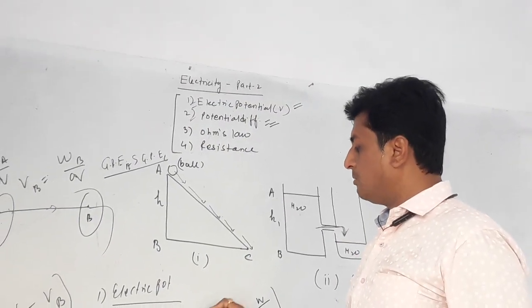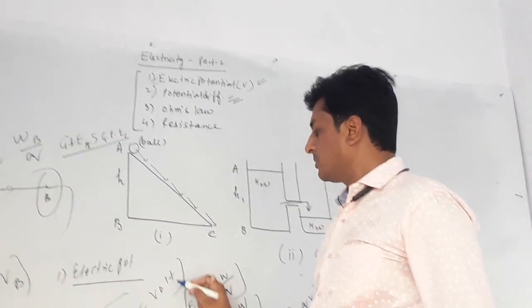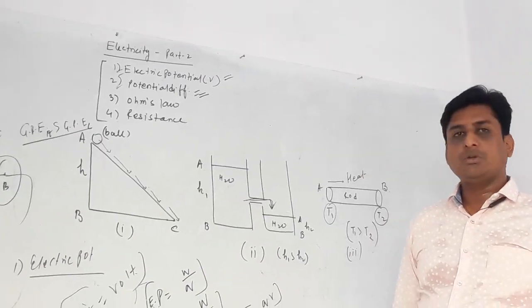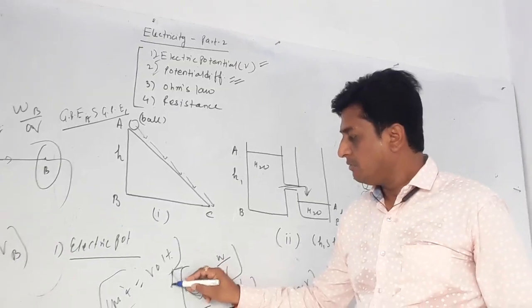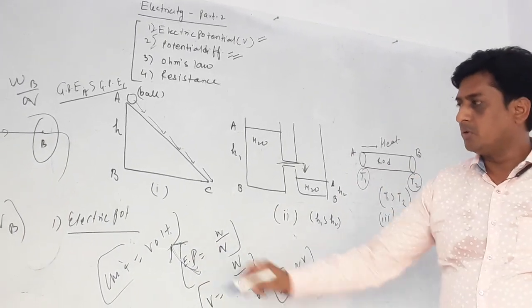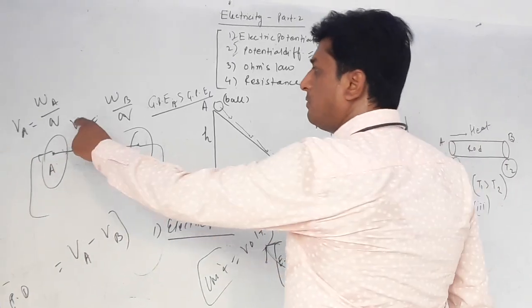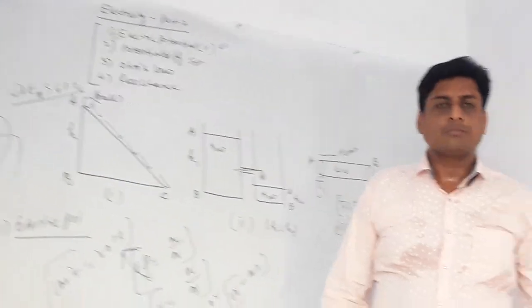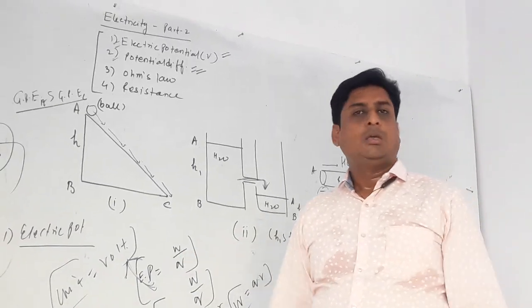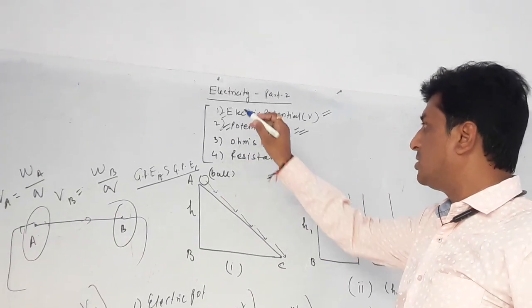The unit is simply volt. For electric potential we use the unit volt. And for this particular formula you can write joules per coulomb also. So whichever unit you want, you can write. So this is about potential difference.